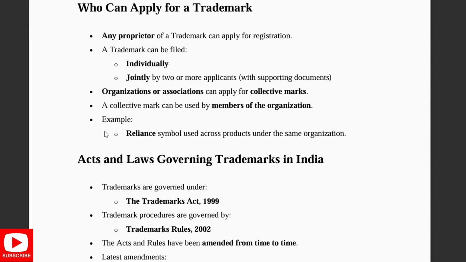Who can apply? Any proprietor of a trademark can apply for the registration. It can be filed individually or jointly. Organizations or associations can apply for collective marks, and these can be used by the members of the organization. For example, you can say the Reliance symbol used across the products under the same organization.